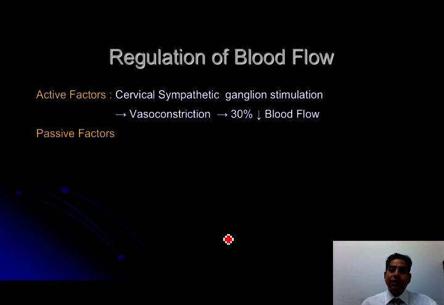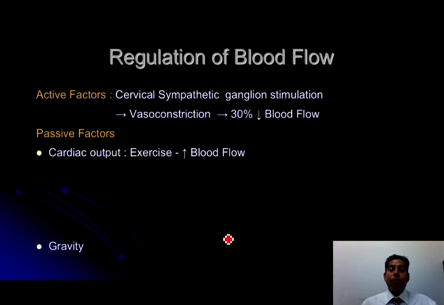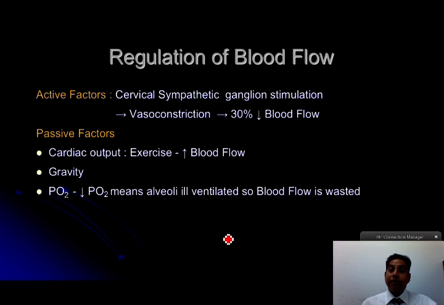Now you also have certain passive factors like your cardiac output. When you exercise, the cardiac output goes up and the blood flow increases. Likewise, we've already seen the effect of gravity on the three zones of the lung. The apex is hardly getting any circulation, the middle zone gets flow only during systole, and the lower zone receives blood flow continuously.